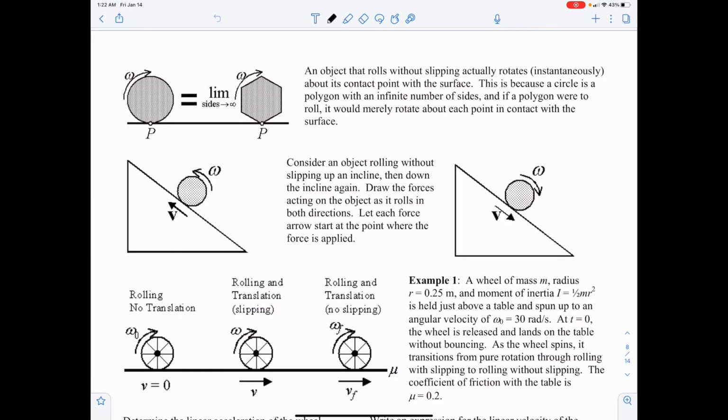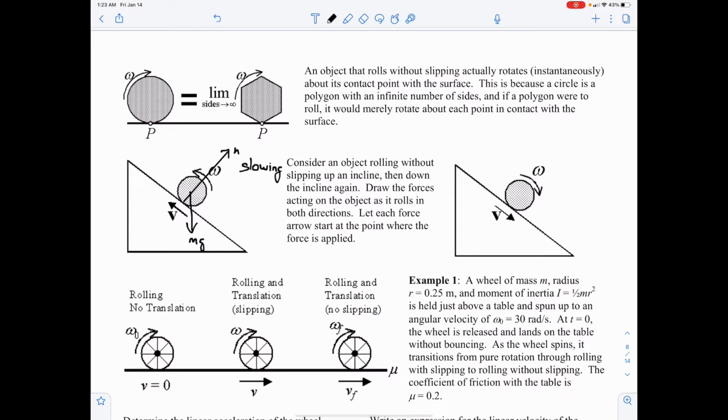Okay, let's figure out the forces acting on this. So you've got the weight going down, you've got the normal force going perpendicular. But how about that friction? Well, if I'm going up an incline, most likely I am slowing down.